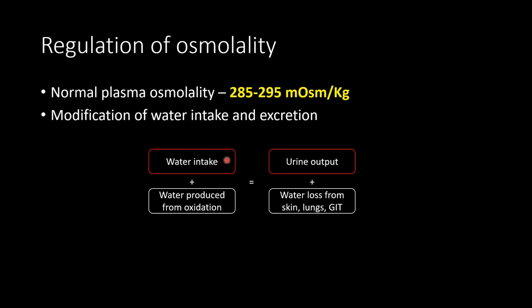So, two sources of input. One is water intake, another is water produced from oxidation, out of which we can control only one thing. We can regulate the water that we are intaking or that we are drinking. We cannot regulate the water that is produced inside our body at the cellular level. Similarly, among the output, we can only regulate the urine output. We cannot regulate the insensible water loss that is occurring from the skin, lungs, and GIT.